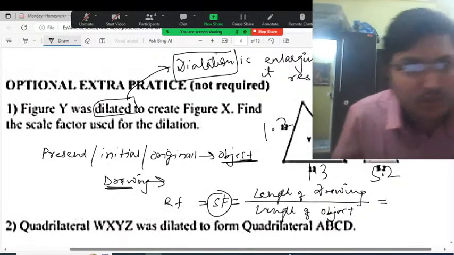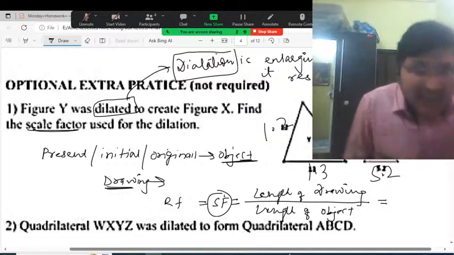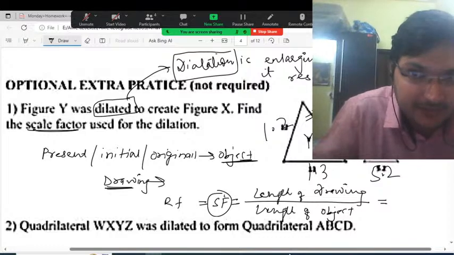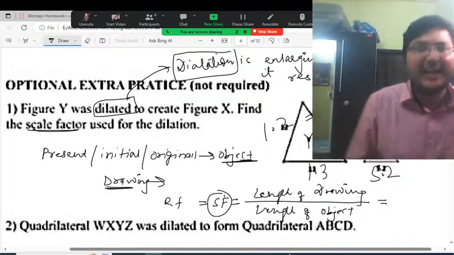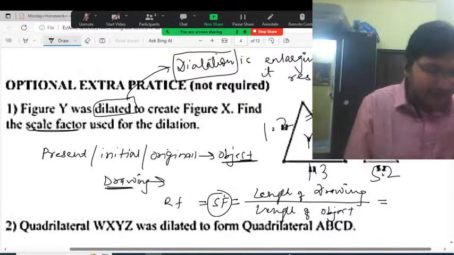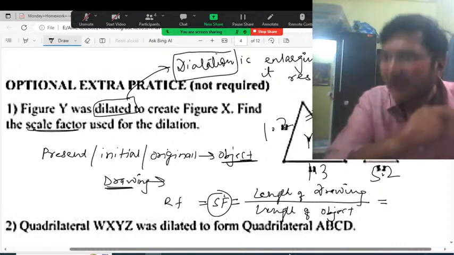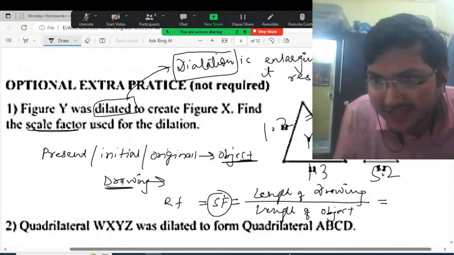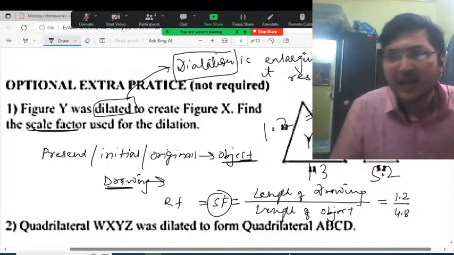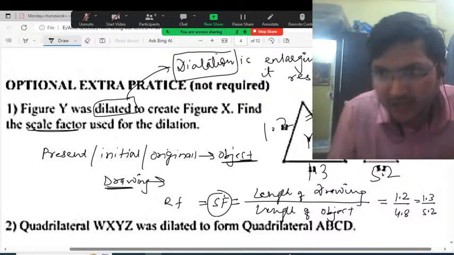Now if you are supposed to tell me the scale factor, figure Y was the dilated figure. That means it is your drawing. And figure X is your original figure. That means it is your object. As per the formula, you take the length of drawing first: 1.2 over 4.8 here. Again, you can either take 1.3 with 5.2, or you can take 1.4 with 5.6.